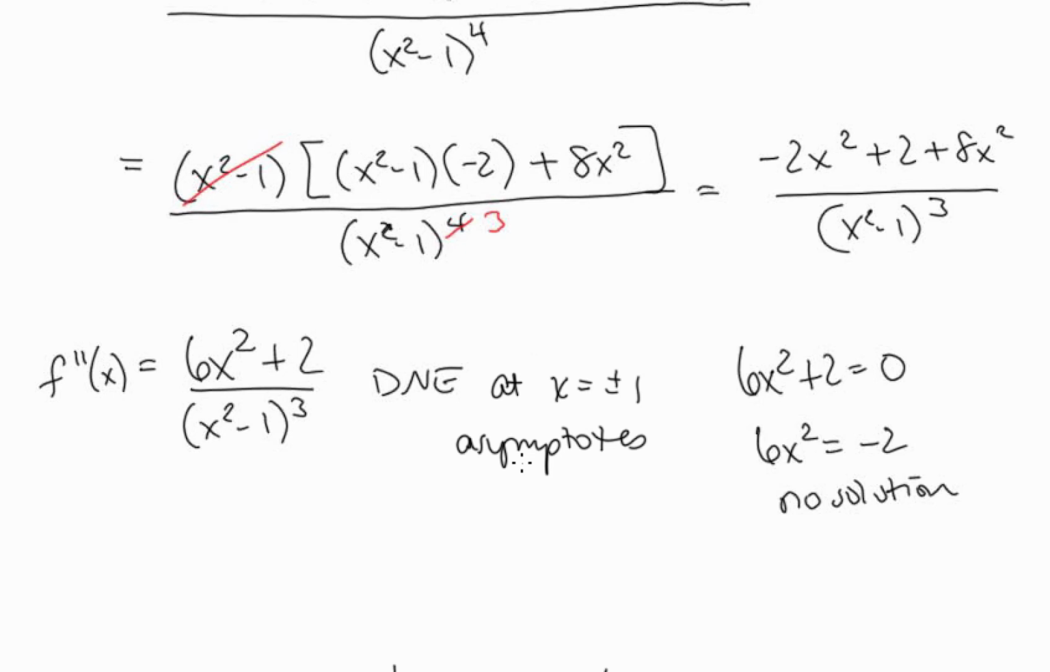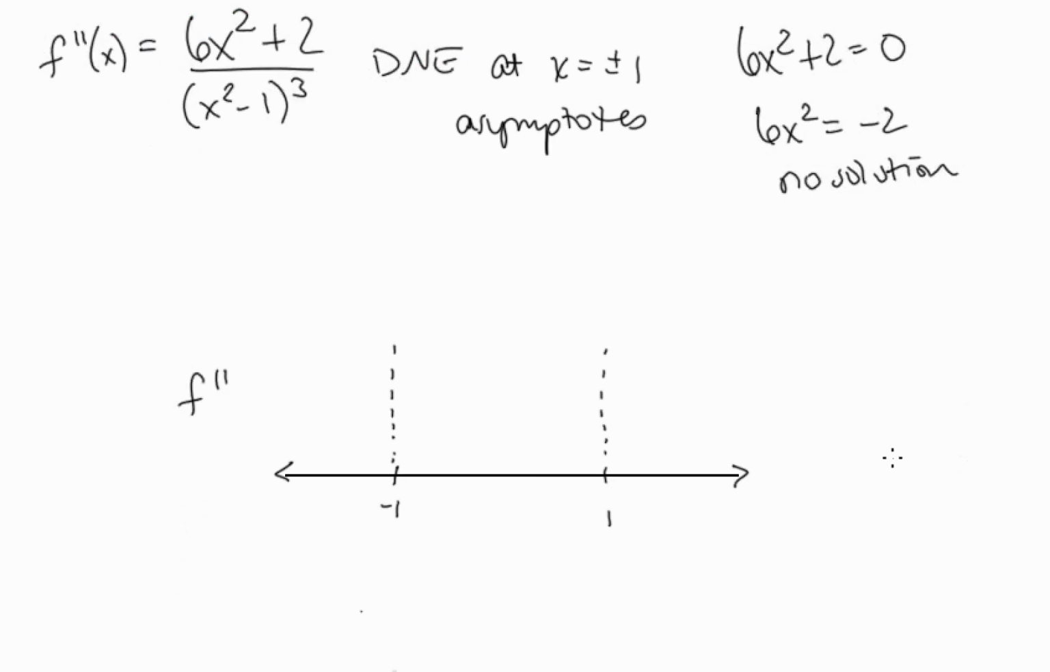And now, where does this equal 0? Well, notice 6x squared plus 2 cannot equal 0, because 6x squared cannot equal -2. So there's no solution here, and so the only numbers that we need to put on our number line for concavity are the asymptotes. So we're here, and now we want to test a point in each interval to see the sign of f double prime.